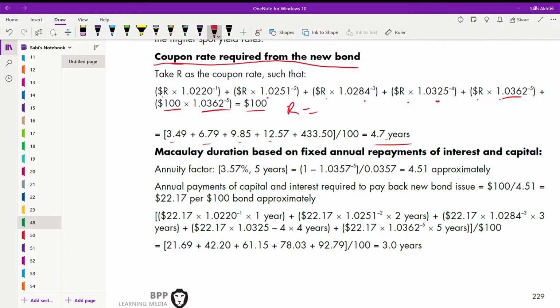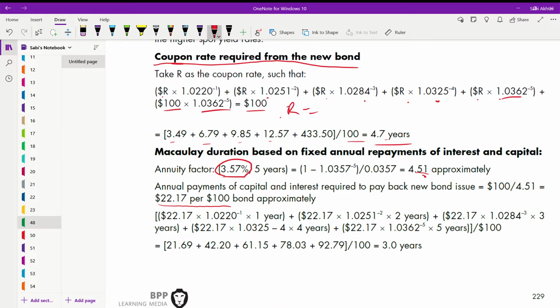Here, 4.7 years. Next, Macaulay duration based on fixed annual repayment of interest. So fixed was 3.5%. This was the rate which you got from here when you solved this equation for R, right? So this was the rate for 5 years. Annuity factor is the same. So to get the price required to pay back the new bond issue, 100 divided by this 4.5, this will be the price. Now using this price, you have to find the Macaulay duration.